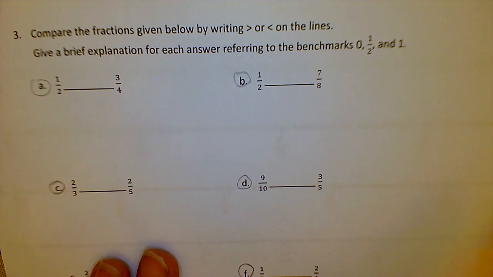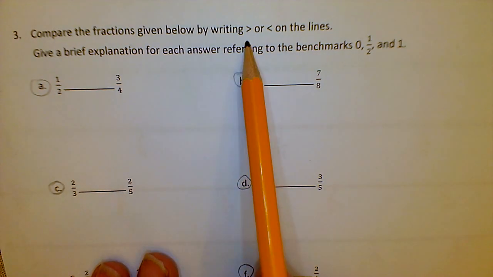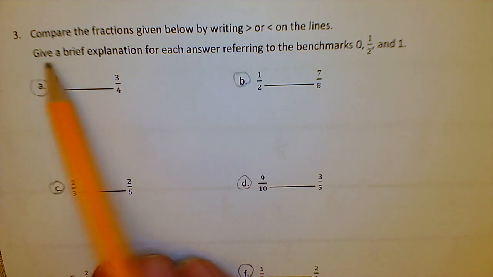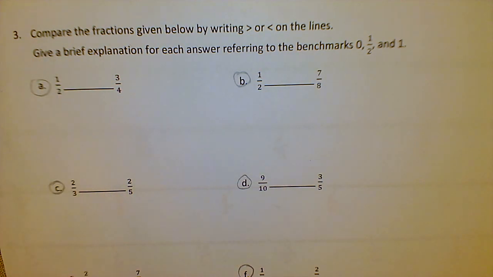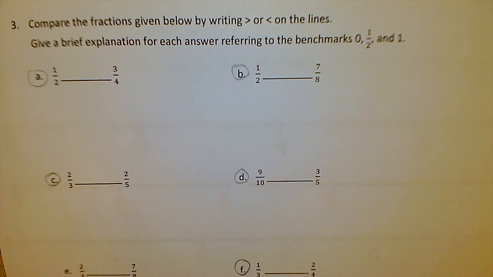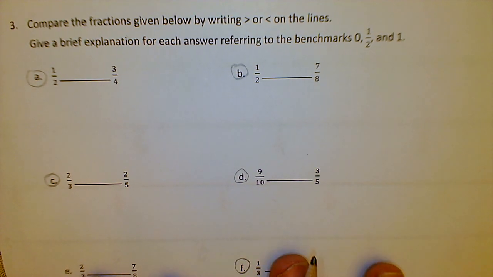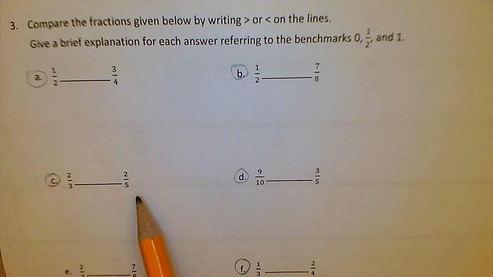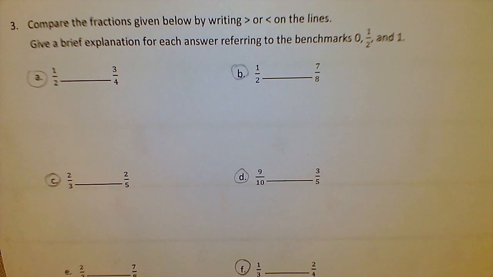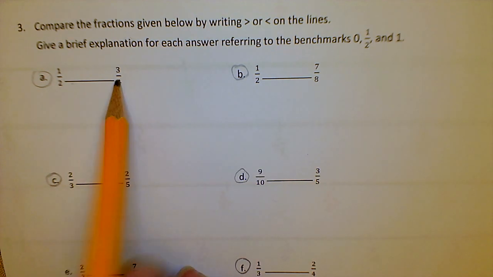Okay, so let's take a look at this one. Compare the fractions given below by writing greater than or less than on the number lines. Give a brief explanation for each answer, referring to the benchmarks 0, a half, and 1. So again, we're going to be looking for how close we are to 0 or 1, or how close we are to 1/2. So keep that in mind as we're doing these. I am actually going to be doing, I think, 5 of them with you, is what I decided. And then I'll let you do the others, but I am going to give you a hint on one of them. So you're not going to have a lot of work to do on your own, but you're watching a lot of videos today. So let's start by taking a look here.